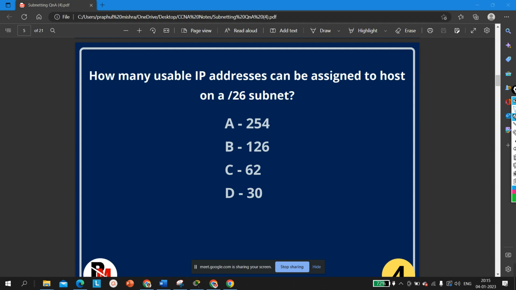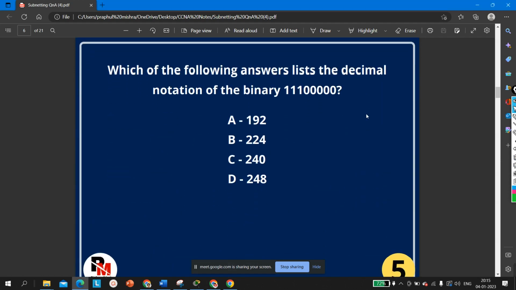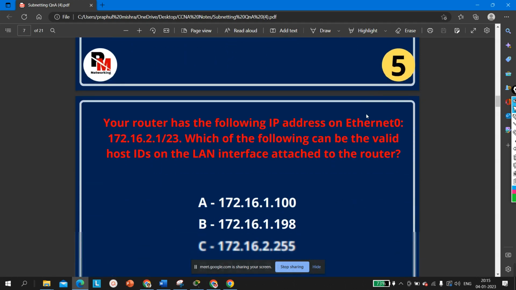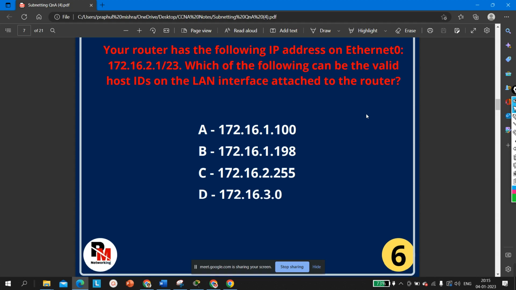Okay. Now let me check the next question. Which of the following answers lists the decimal notation of the binary 11100000? This one is a very simple question, right? 224. Yes, D. 128 plus 64 plus 32. Okay. Now this question is one of the best questions, right?